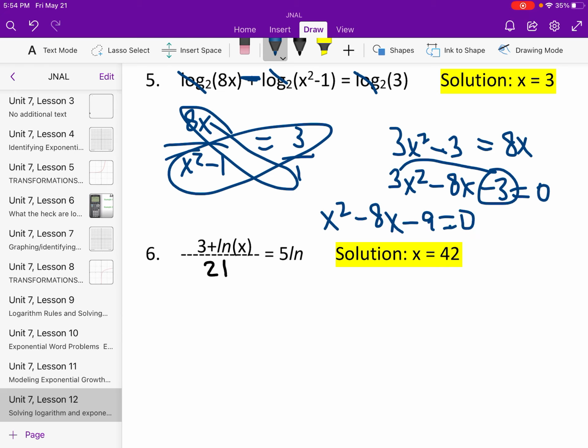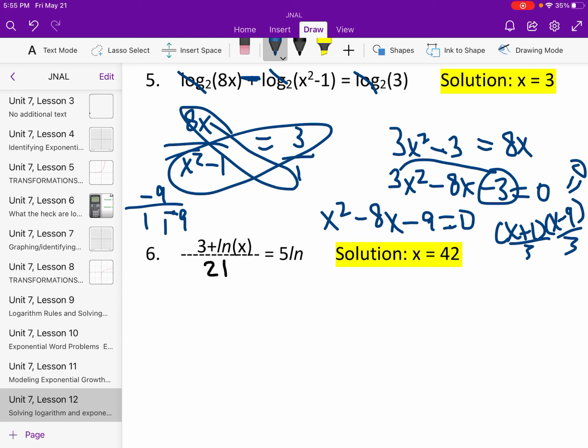Alright, factoring, we can see that we need two things multiplied that equal -9, that add to -8. I think it's going to be 1 and 9, and then 9 negative. That's what it is. So we have x plus 1, and then x minus 9. Those are our factors, still equal to 0. And then, because we did this bottom-up factoring, we need to remember to divide by 3.